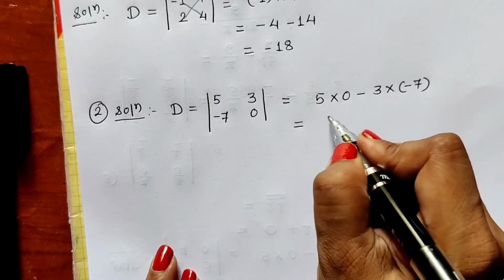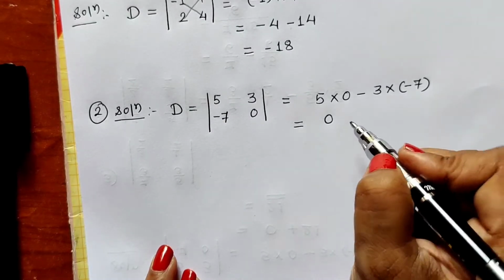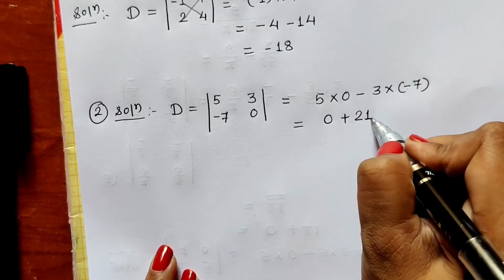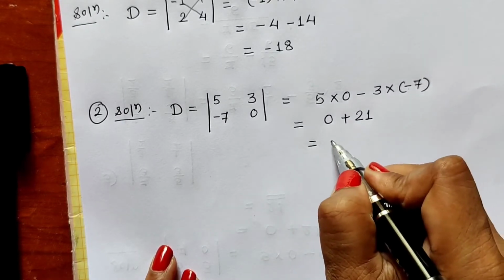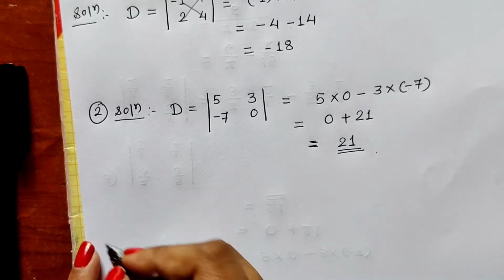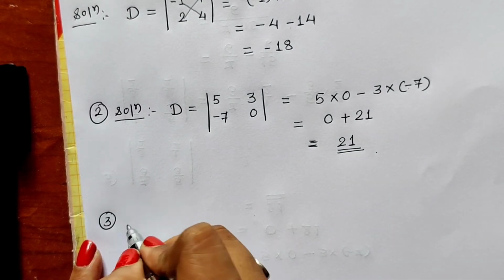Now 5 into 0, 0 multiplied by any number, the answer is 0. Minus minus will become plus. 3 into 7 is 21. So it will be 0 plus 21 is 21. The answer is plus 21. Now let us go on to the third sum.